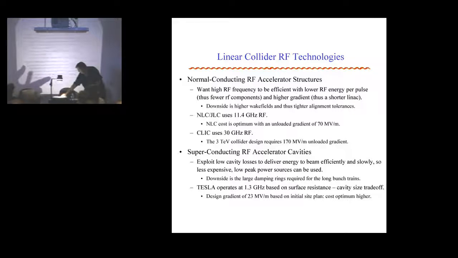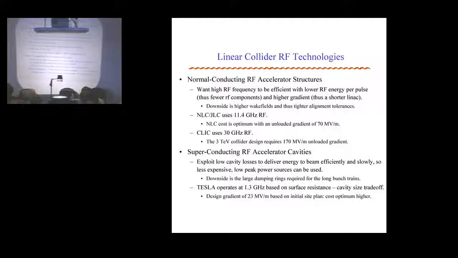So if you're in the market for a linear collider, and you start thinking about what it is that you want to build something efficient, the general approaches are using normal conducting copper accelerator structures, as has been done at SLAC. Here you want to go to high frequency to be efficient. This allows you to maintain this efficiency with a lower energy per pulse, making less components, and also at a higher gradient, so your linac is shorter. And the NLC and JLC have chosen 11.4 gigahertz.